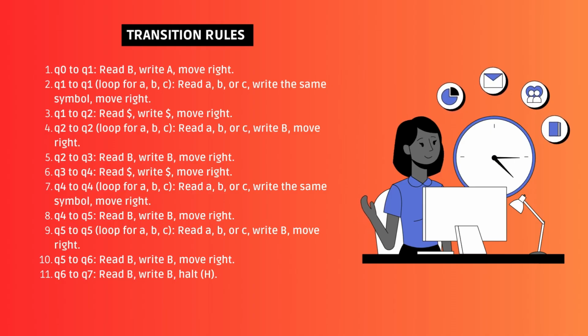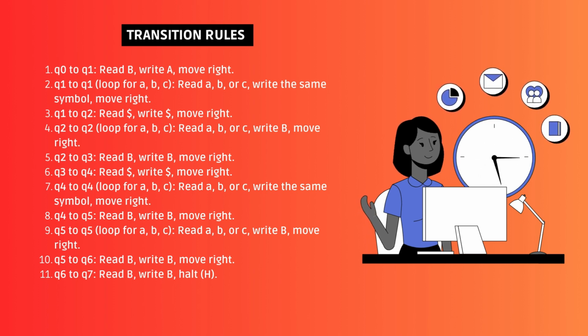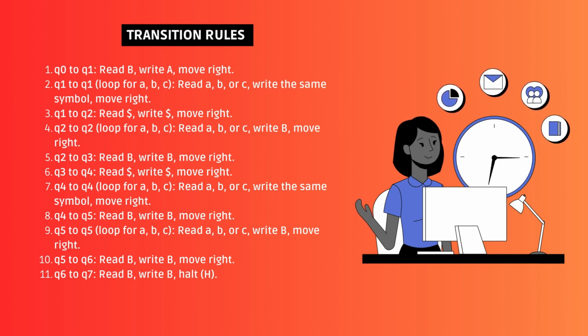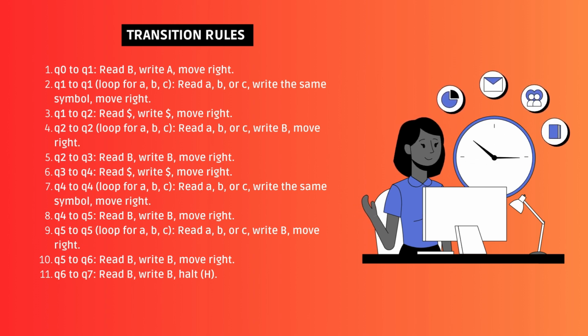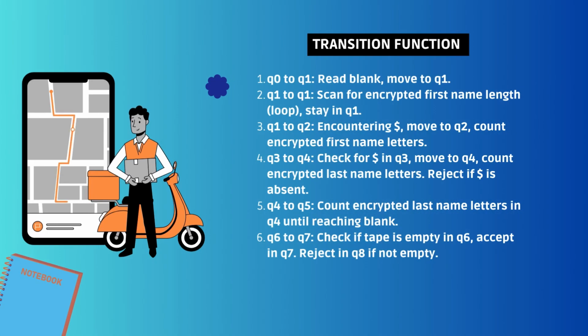Now let's move on to the transition rules required for the transition function. The Turing machine embarks on its journey starting in Q0, where it reads a blank symbol, writes an R, and moves to the right. Forward through the loops and checks, and the grand finale unfolds in Q7. At this pinnacle, the machine reads a blank, writes a blank, and elegantly halts. The curtain falls on a successful validation. You can go through each step as shown. We have covered the rules.